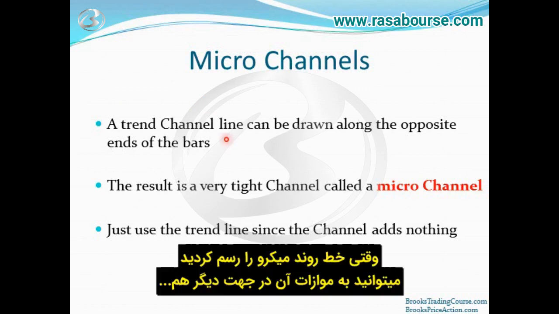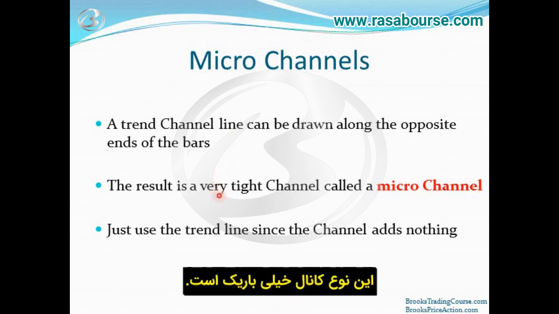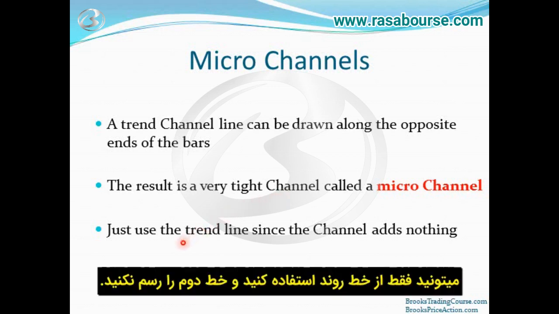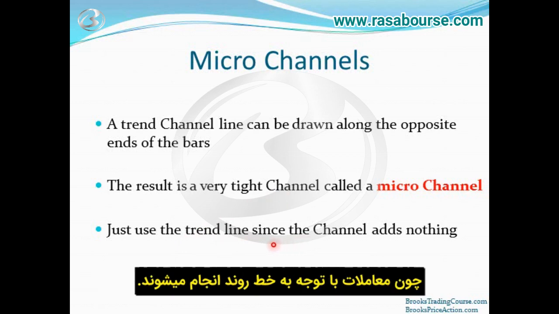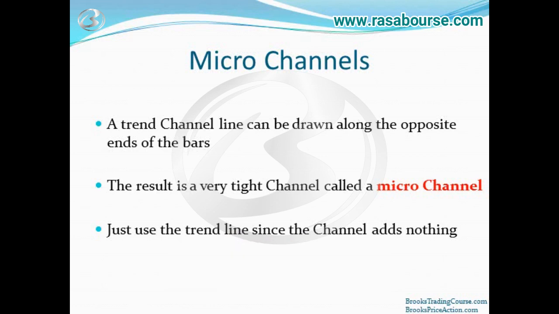And once you draw the micro trend line, you can create a parallel and put it on the opposite side of the bars to create a micro channel. The channel is very, very tight. In the old days, 20 years ago, people used to refer to it as a sign of a program trade taking place. You really just use the trend line. You don't have to draw the second line, because the trading takes place based on the trend line. You don't have to have two lines down there to trade.